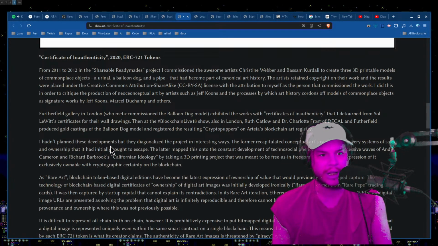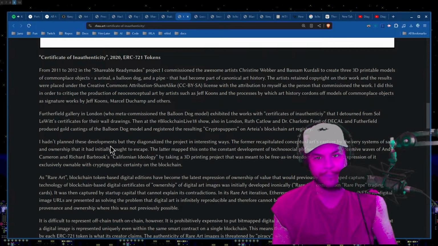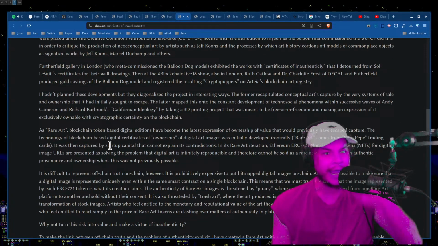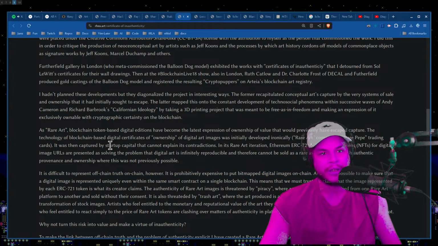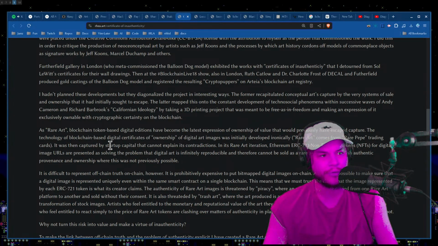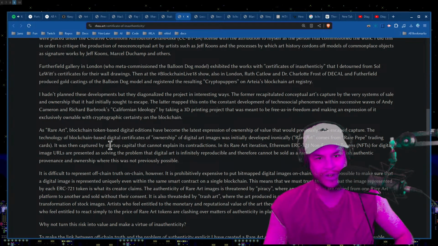Then, at the Blockchain Live 18 show, also in London, Ruth Catlow and Dr. Charlotte Frost of Decal and Further Field produced gold castings of a Balloon Dog model and registered the resulting crypto puppers on Artery's blockchain art registry. I hadn't planned these developments, but they diagonalized the project in an interesting way. The former recapitulated conceptual art's capture by the very systems of sale and ownership that it initially sought to escape. The latter mapped this onto the constant development of technosocial phenomena within successive waves of Andy Cameron and Richard Barbrook's California ideology by taking a 3D printing object that was meant to be free as in freedom and making it an expression of exclusive ownability with cryptographic certainty on the blockchain.